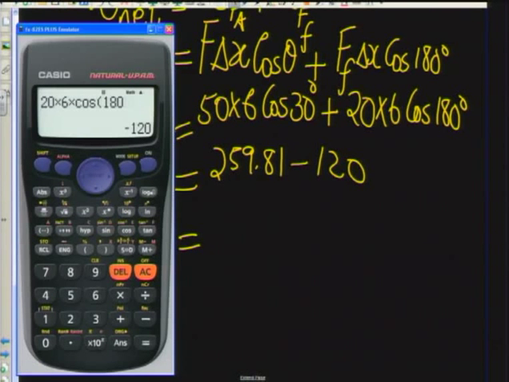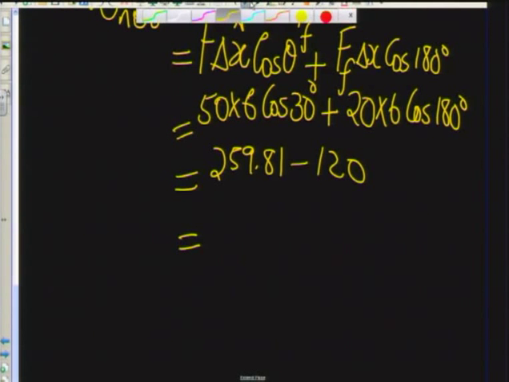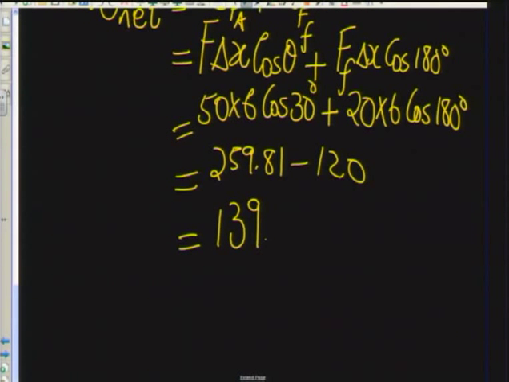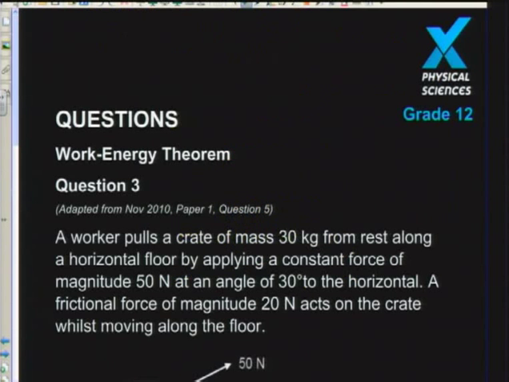So you've got minus 120 plus 259.81. Okay, and what do you get? We're getting 139.81. So that is 139.81 joules of work that has been done there. Okay, so that's how you solve that problem there.